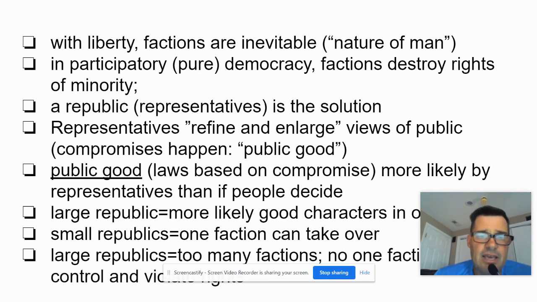And then he argues, and this is really the most key point, and sorry that it's a little bit covered up, but I'll read it: large republics, there are too many factions. See, this is actually a good thing. Brutus argues that too many factions will lead to arguing and nothing will ever get done. Madison argues that too many factions is good because no one faction will take control and violate rights. Large republic, too many factions, but no one faction will get control and violate rights.